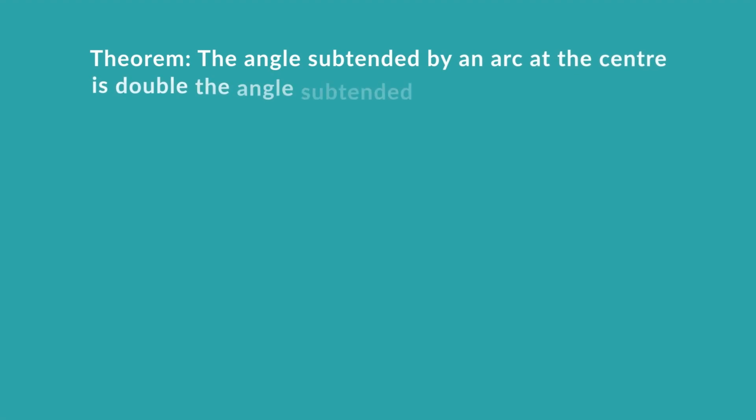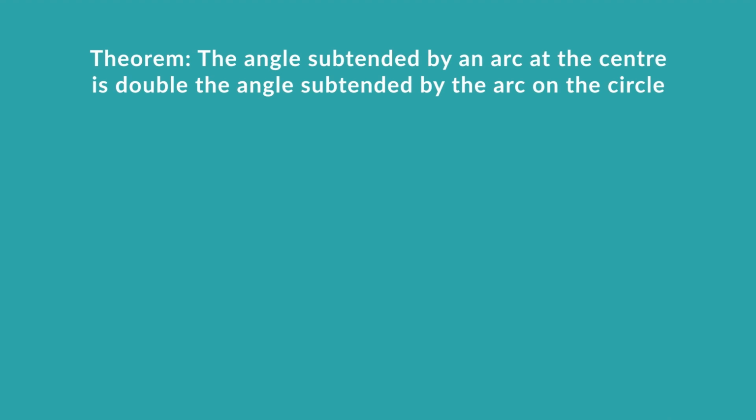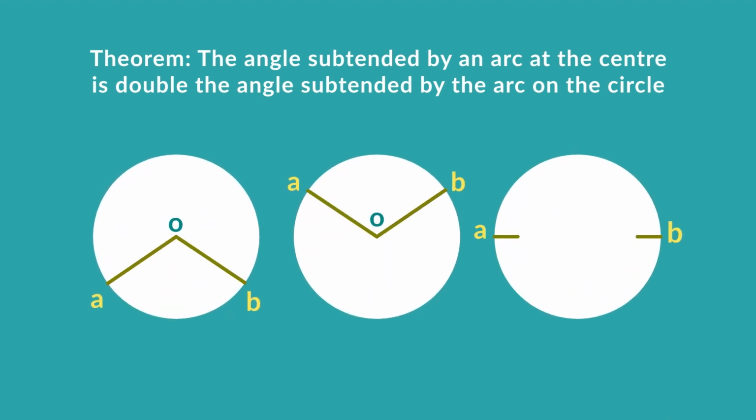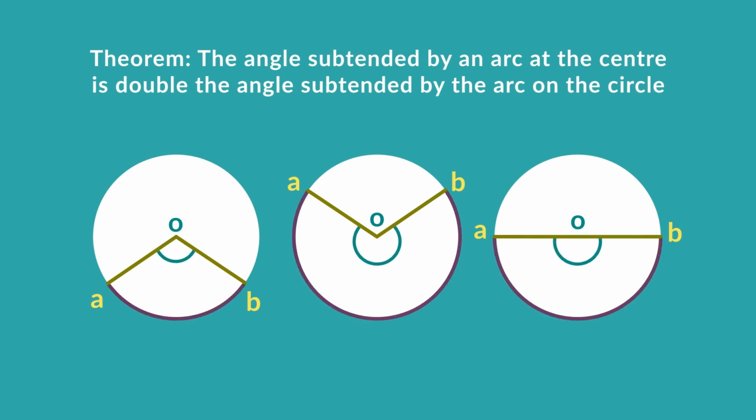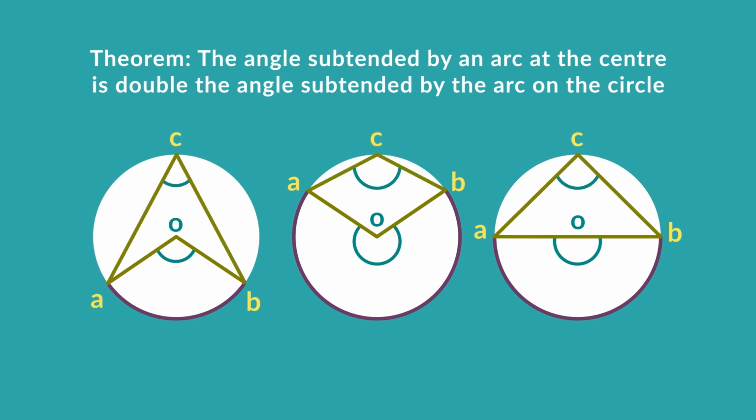Here's another theorem. The angle subtended by an arc at the center of a circle is always double the size of the angle that it subtends at the circumference. To prove this, we'll start by looking at three different situations. In each of these, arc AB subtends angle AOB at the center and angle C at the circumference. In the first diagram, arc AB is the minor arc. In the second, arc AB is the major arc, and we are interested in the reflex angle AOB. The third diagram is an interesting case. Arc AB is a semicircular arc formed by the diameter AB.